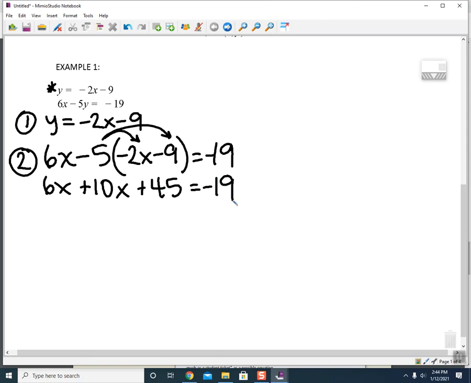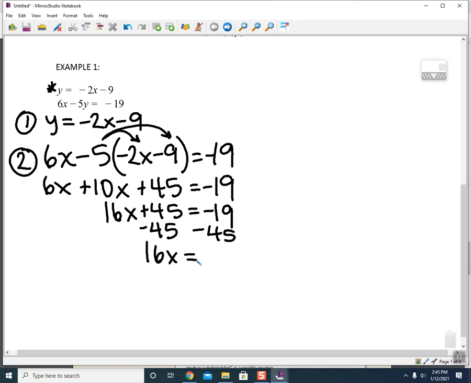I'll combine like terms, so I get 16x plus 45 equals negative 19. We'll subtract 45 from both sides. We get 16x equals negative 19 minus 45, which is going to give us negative 64. Divide both sides by 16. I get that x equals negative 4.